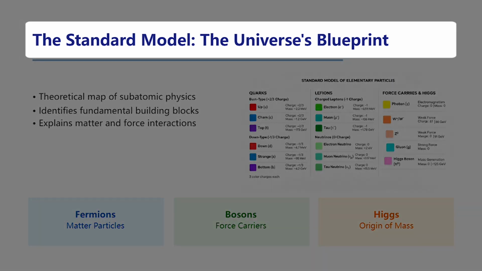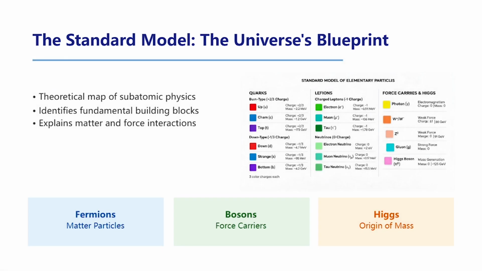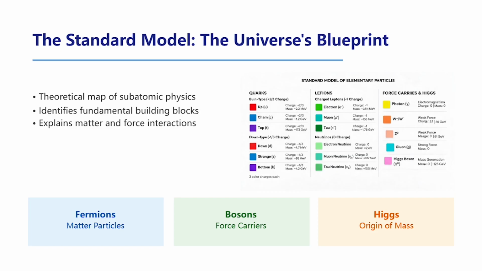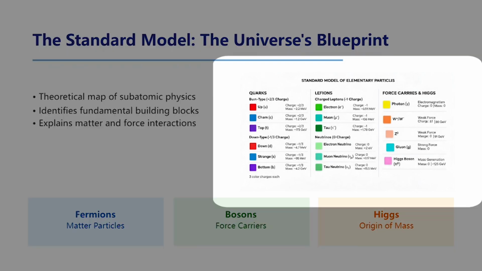I'm Dr. Aris. Today, we are going to explore the very fabric of our reality through the Standard Model, which serves as the universe's ultimate blueprint. Think of it as the fundamental source code for the cosmos. This model is a sophisticated theoretical map. It identifies the most basic building blocks of the universe and explains the beautiful symmetry behind how they interact through physical laws. Take a look at this organizational structure.